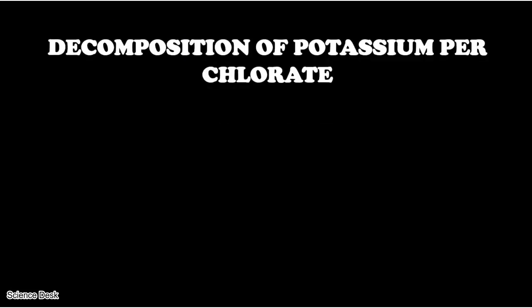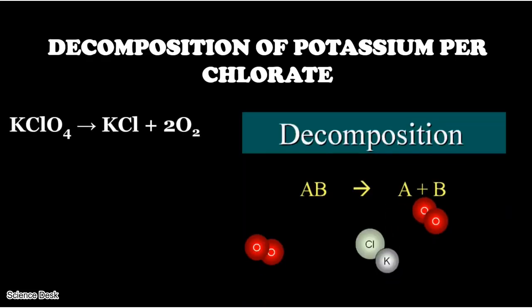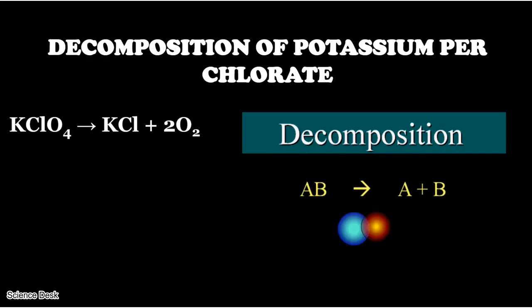You can see an example of potassium perchlorate decomposition. What happens here? Potassium perchlorate is decomposing to form oxygen and potassium chloride. This becomes an example of a decomposition reaction.